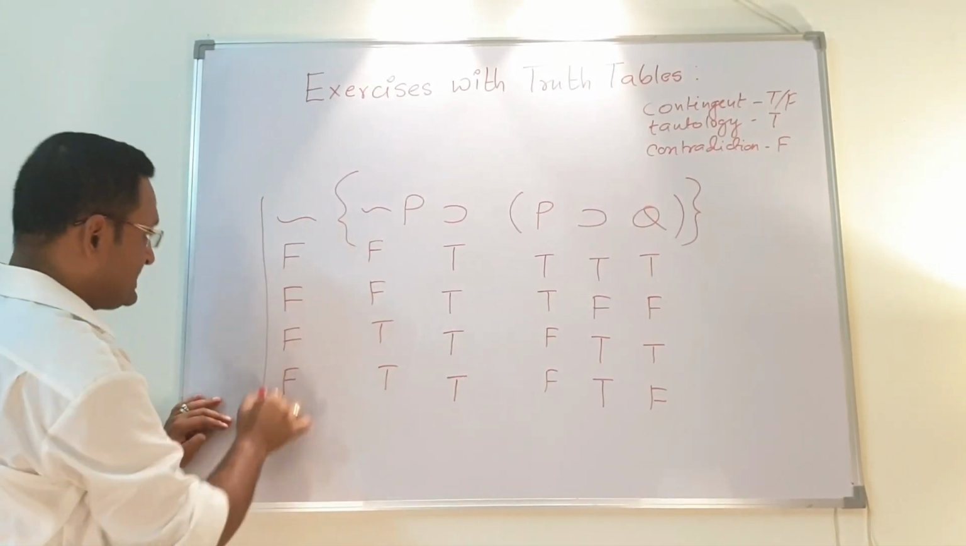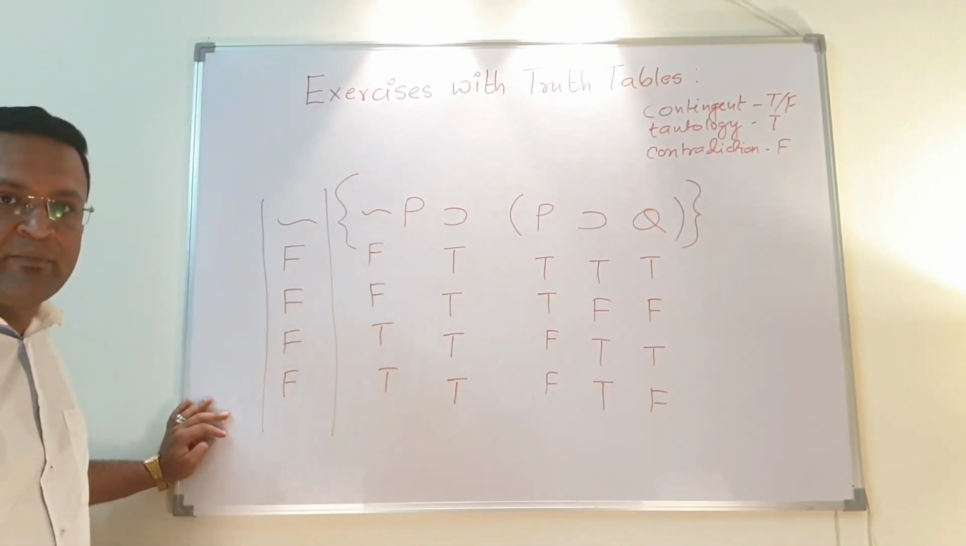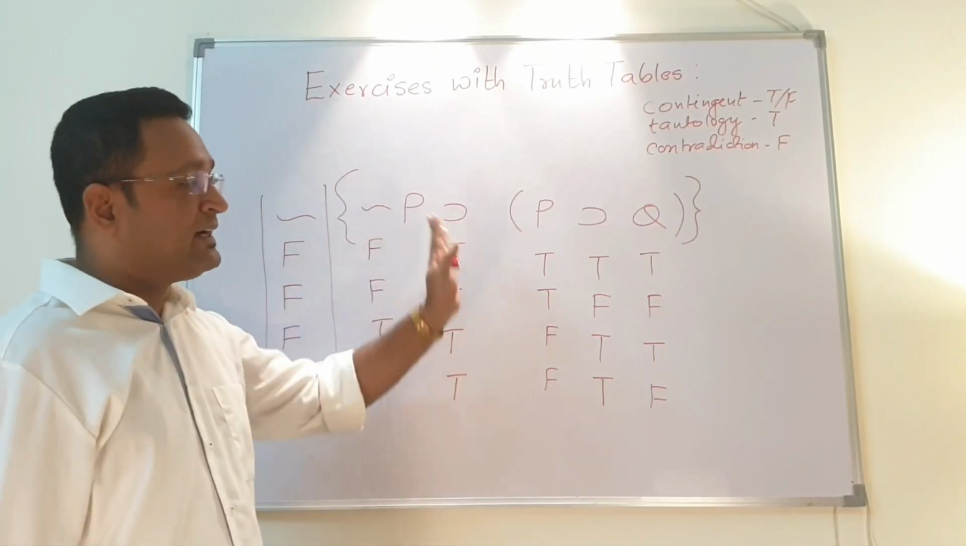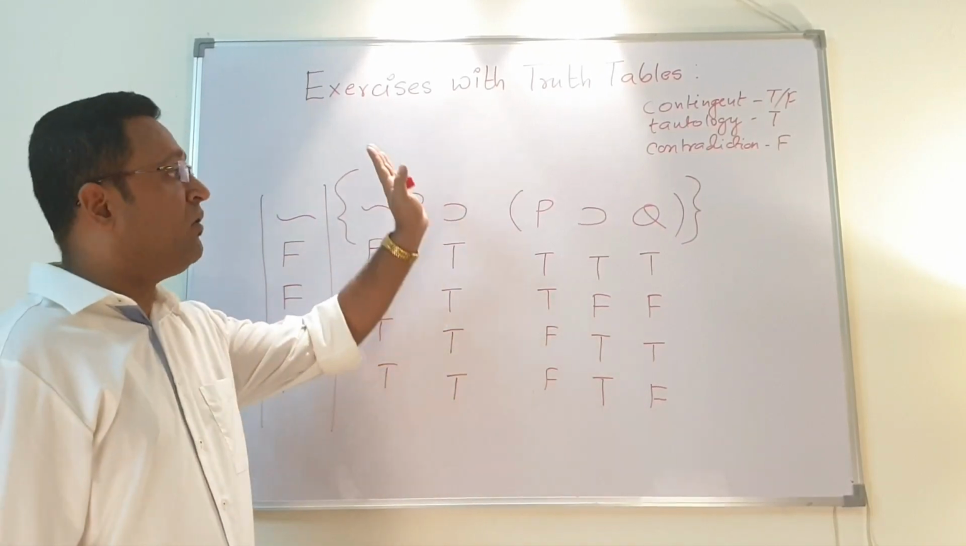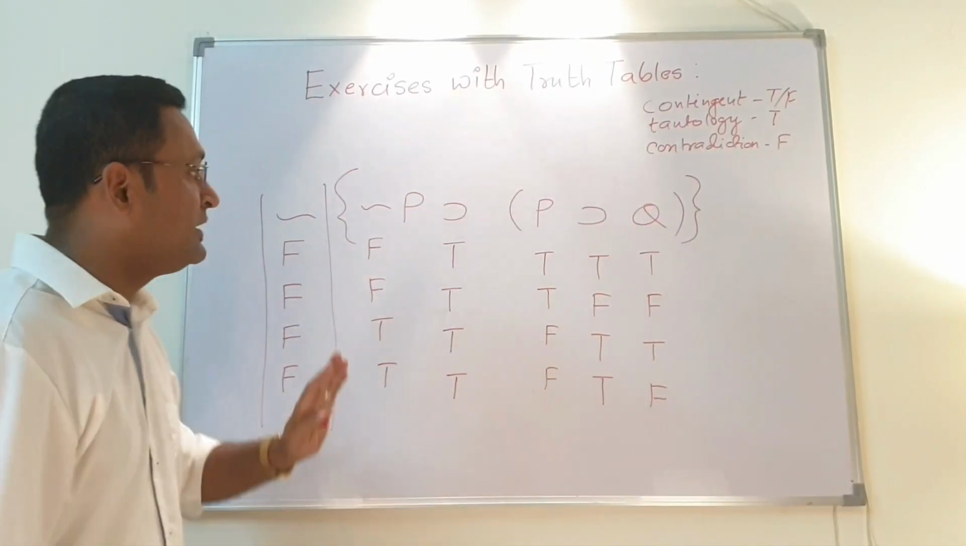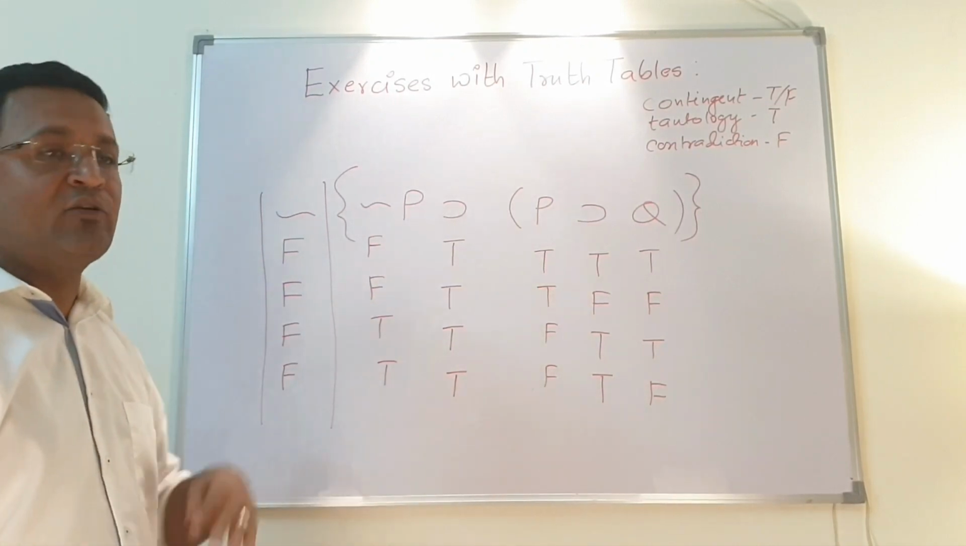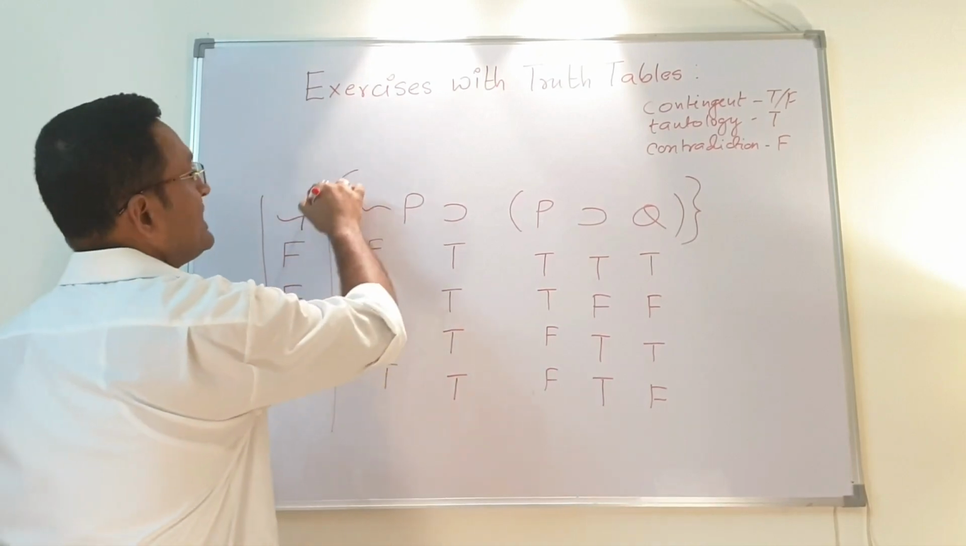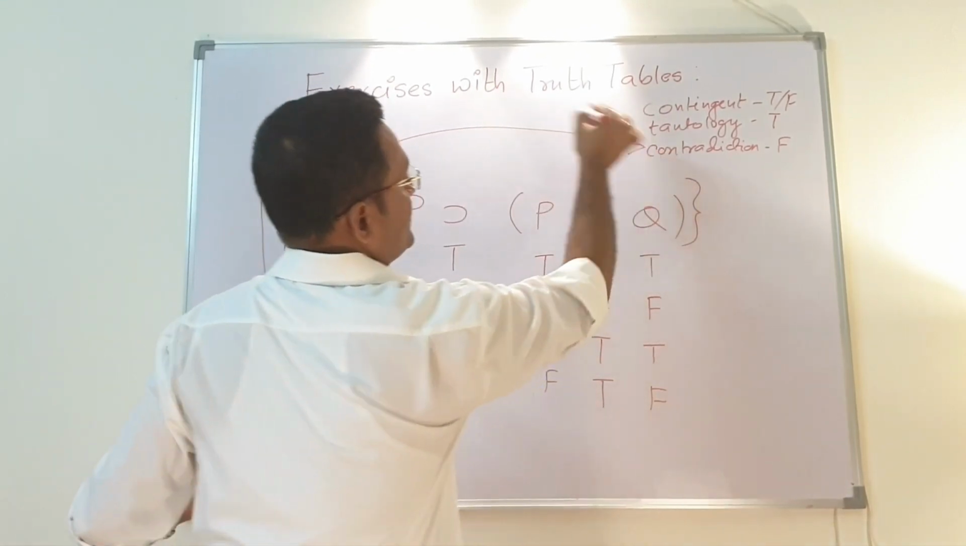So this is the table which was required in this question. The question was to show that the negation, or the denial, of this expression is a contradiction, and you can see that all the values are false. So this is a contradiction.